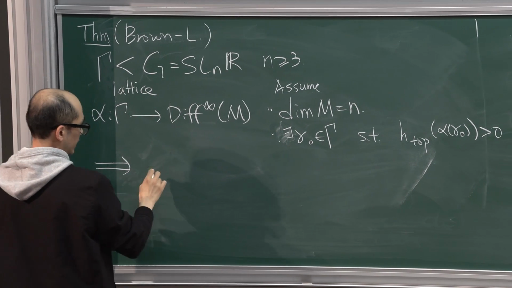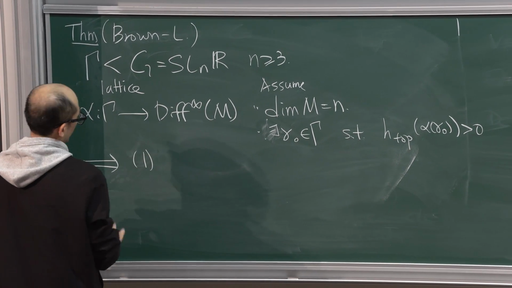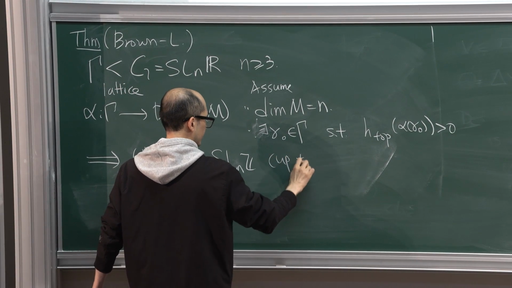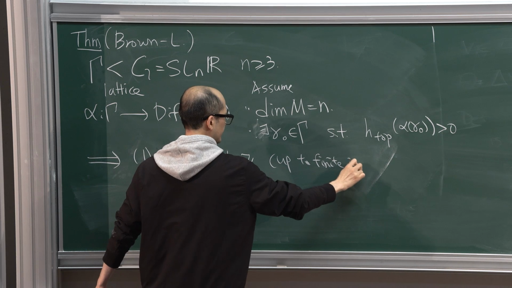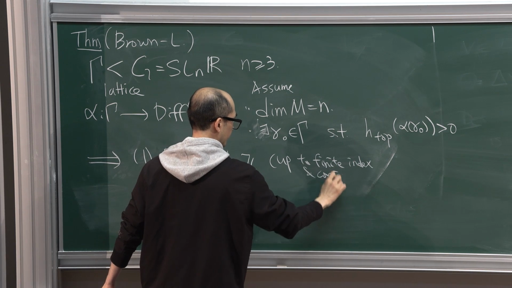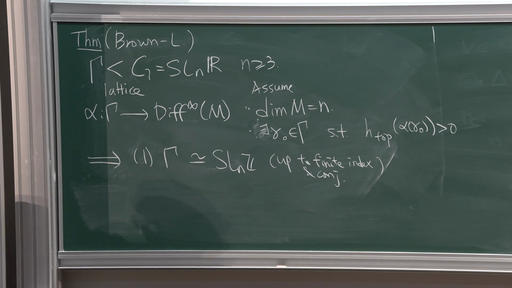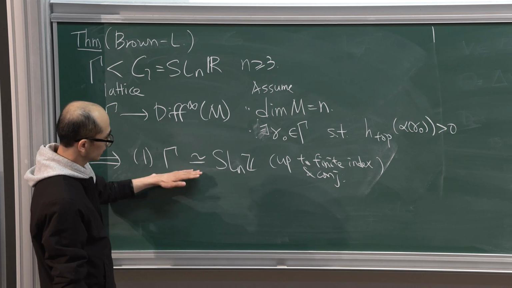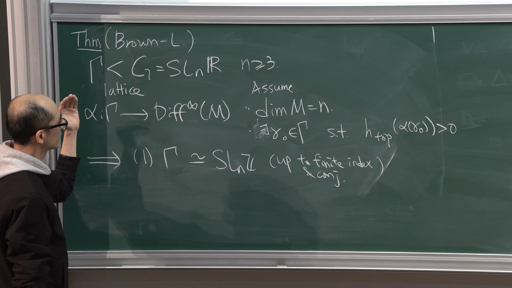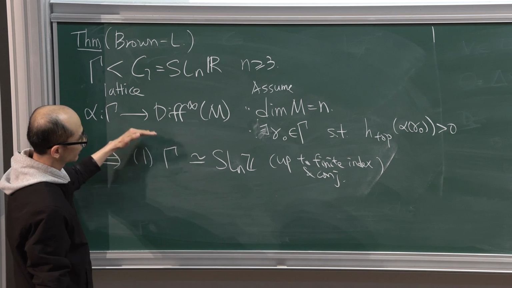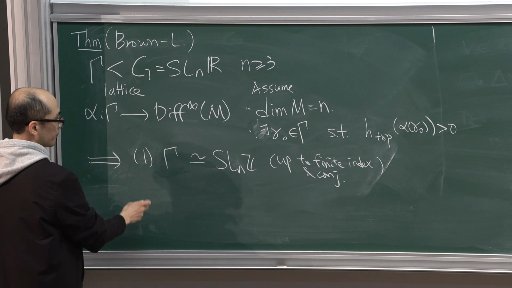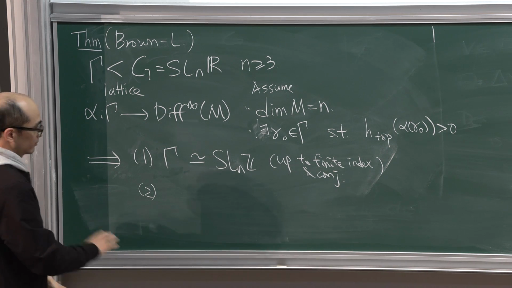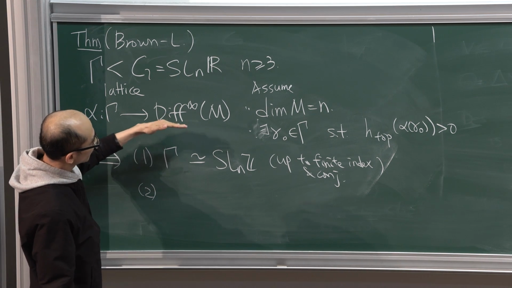Then I want to say that first, gamma should be SL(n,Z) of finite index, and the action is conjugate to the standard one. So basically, if you have a group action, then I want to understand what the group is and what the manifold is. So this will give you some sort of answer that we can read the group structure from the dynamical assumptions on the action. And second, as I said before, my interest is to put some homogeneous structure on M.